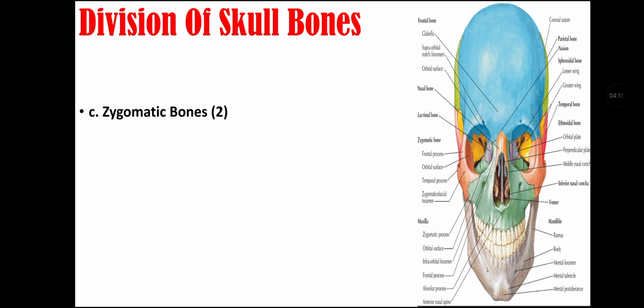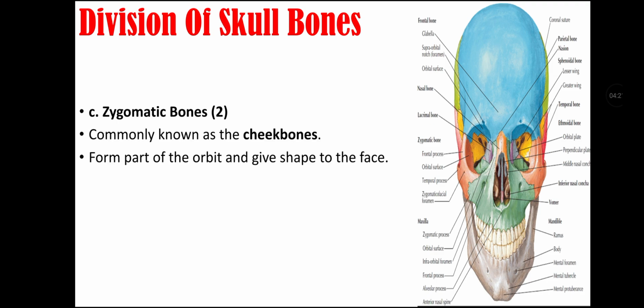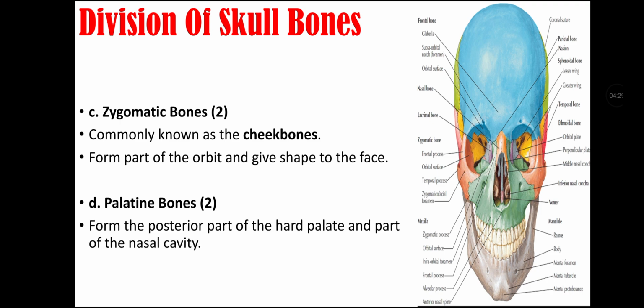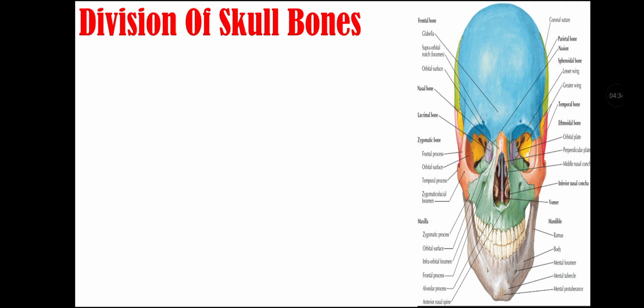Next facial bone we have is zygomatic bone, that is also paired bone. They are commonly known as the cheekbone. They form part of the orbit and they give shape to the face. Next facial bone we have is palatine bone, that is also paired bone. They form the posterior part of hard palate and part of nasal cavity.